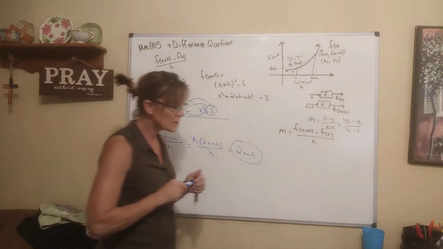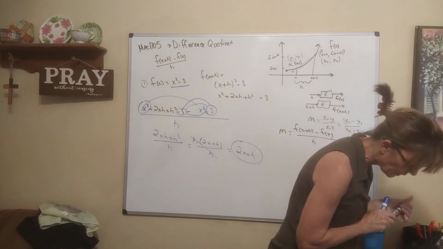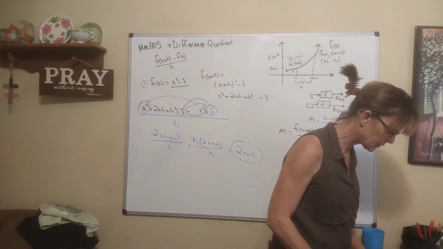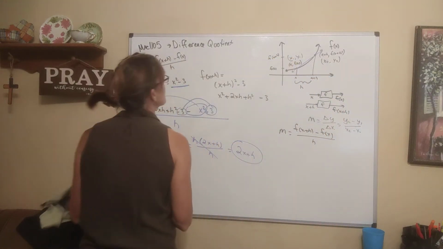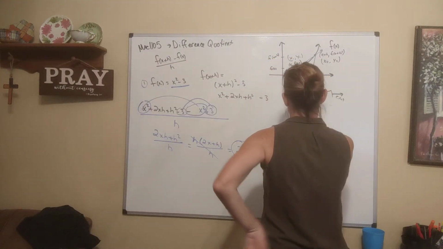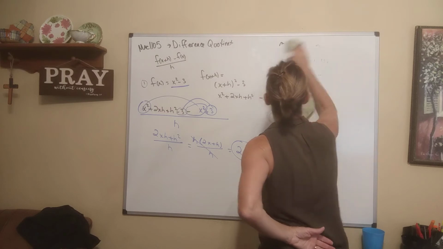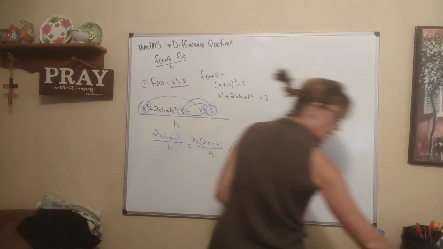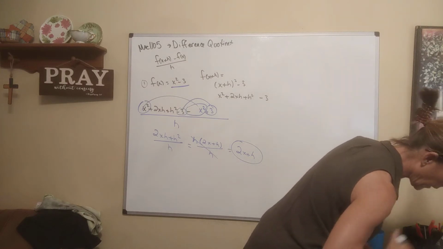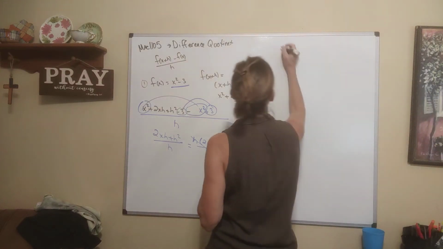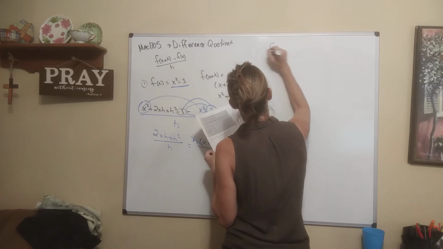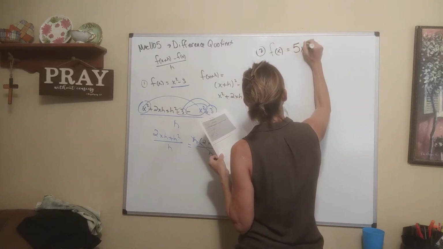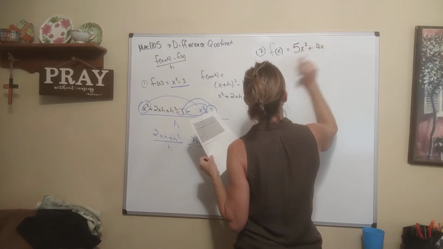All right, let's do number 2. It's pretty similar. It's 5x squared plus 4x. We have to construct and simplify the difference quotient for this guy. So let's do that. Number 2. f of x is 5x squared plus 4x. Okay, they give me that.